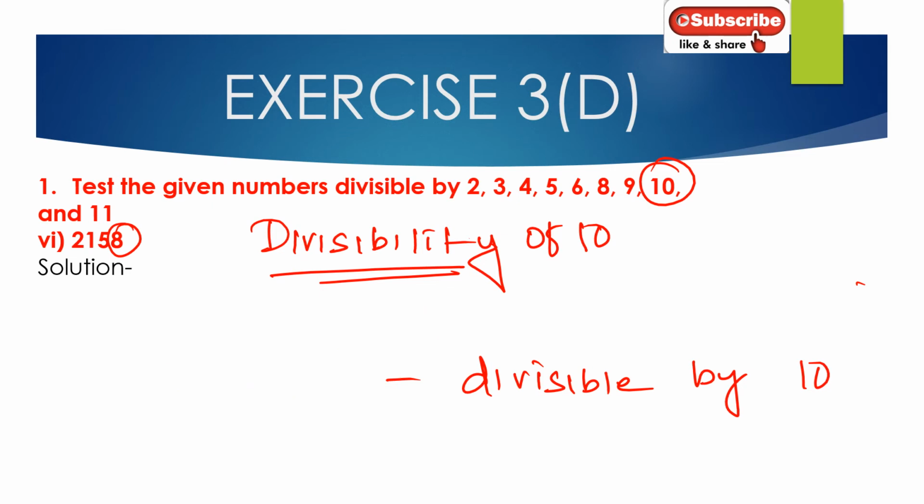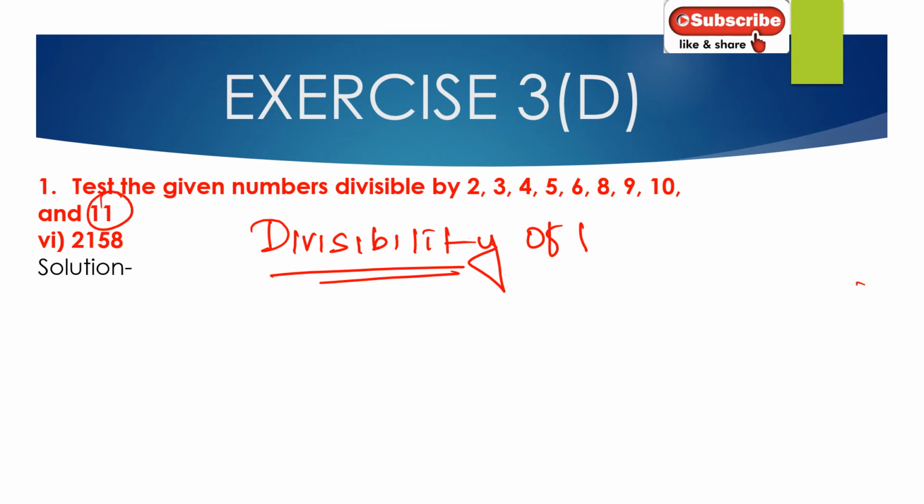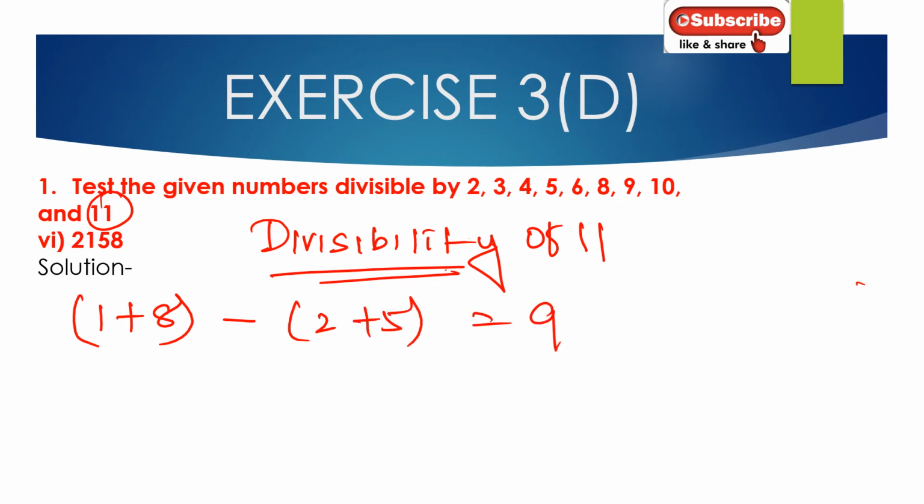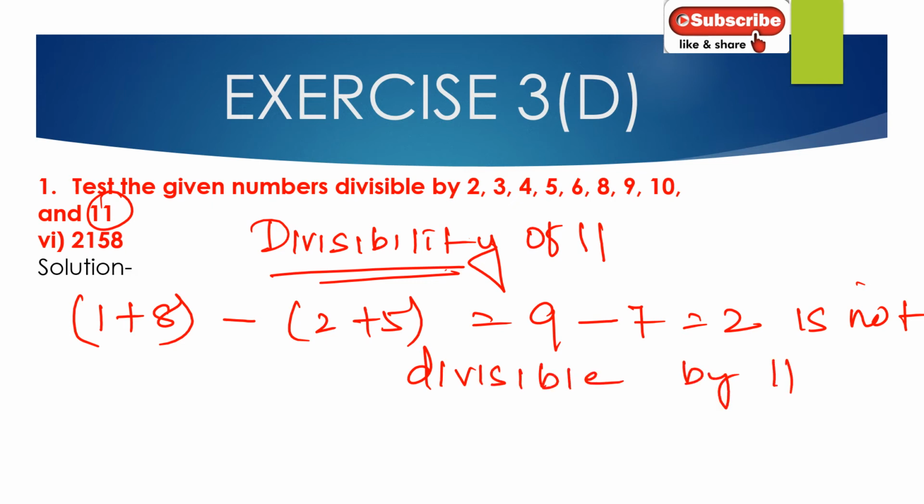Now we will check whether the number 2158 is divisible by 11 or not. Divisibility of 11: if the sum of digits at odd places and the sum of digits at even places differ by 0 or 11, then the number is divisible by 11. Here the sum of digits at even places is 1 plus 8, which is 9, and the sum of digits at odd places is 2 plus 5, which is 7. 9 minus 7 is 2. 2 is not divisible by 11. So this number 2158 is not divisible by 11.